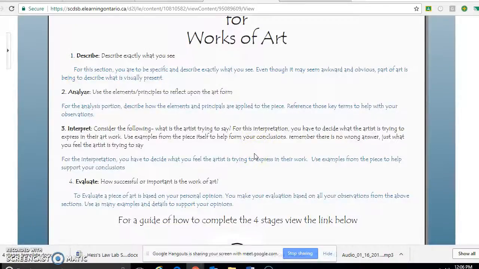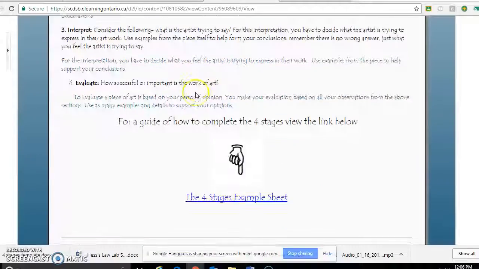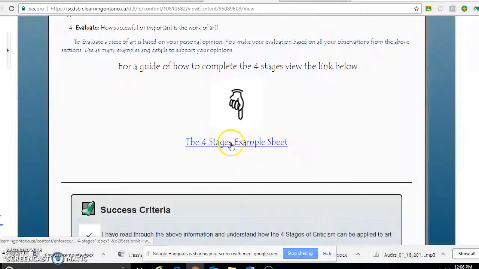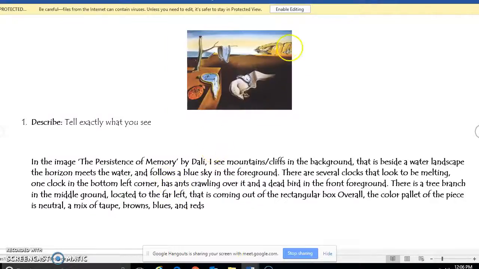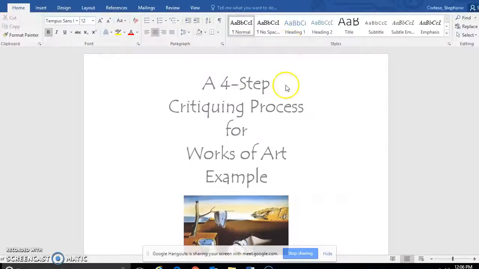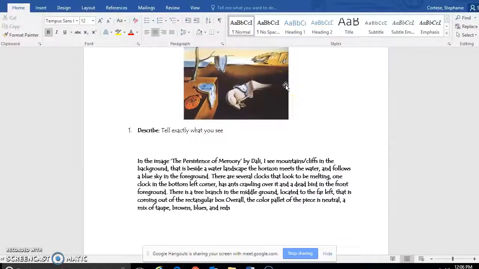With the four stages of art criticism, number one is describe, number two is analyze, number three is interpret, number four is evaluate. When you are describing, it might seem super obvious that you're just describing what's in front of you, but because this is art, that is actually part of it. It is literally describing what you see. Not everybody actually sees the same thing. Some people miss certain things, and some people look at things from a different perspective. So in this section, you are literally just describing what is in front of you.